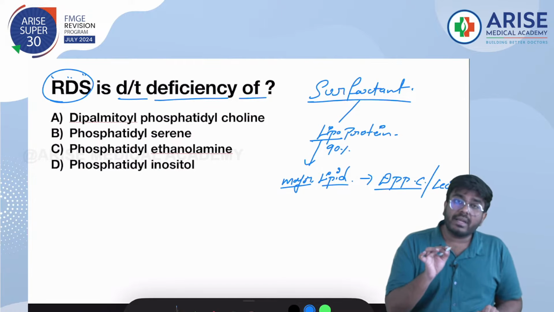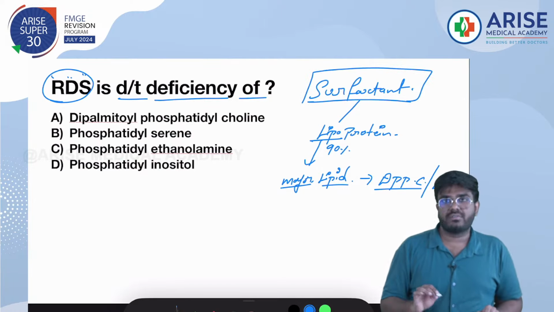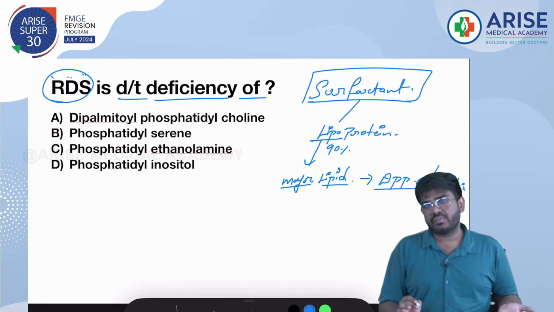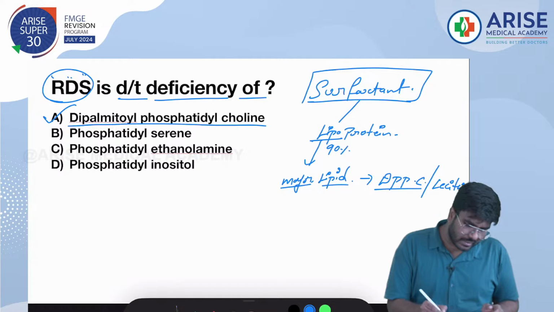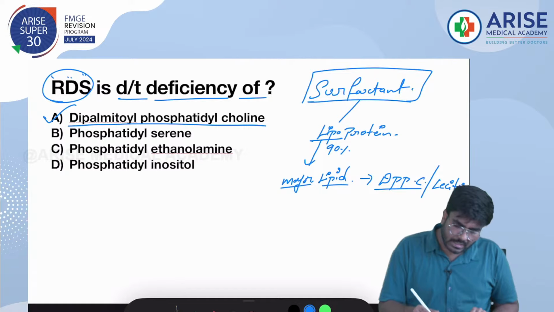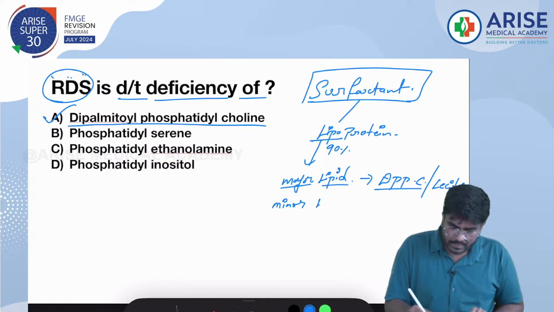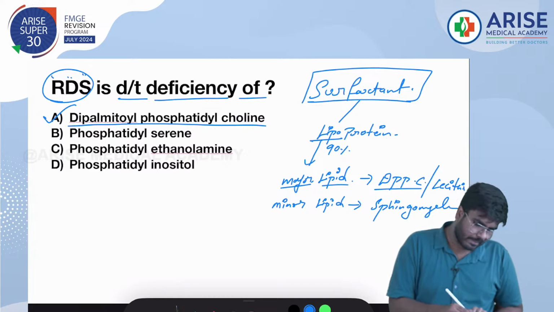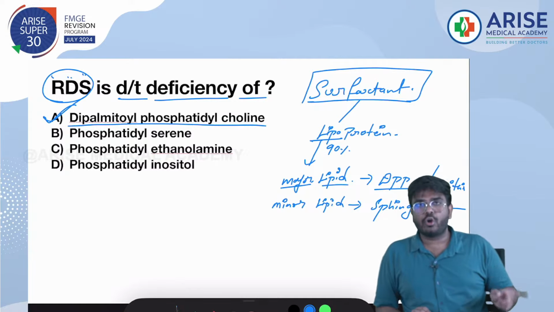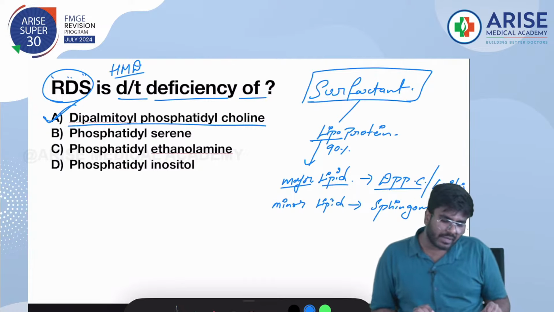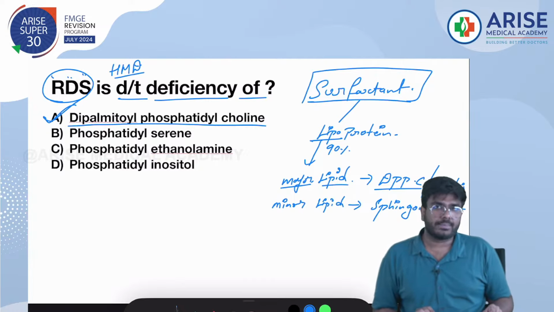So respiratory distress syndrome is due to deficiency of surfactant. That's the best answer. Or you can also say respiratory distress syndrome is due to deficiency of lecithin. Okay, lecithin is nothing but the surfactant. The major lipid is lecithin. There is also a minor lipid called sphingomyelin. Okay, sphingomyelin. So respiratory distress syndrome, also called hyaline membrane disease, is due to deficiency of surfactant.